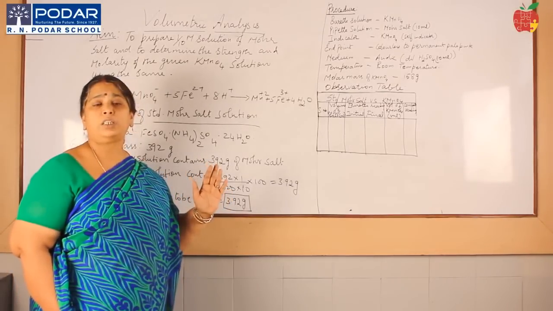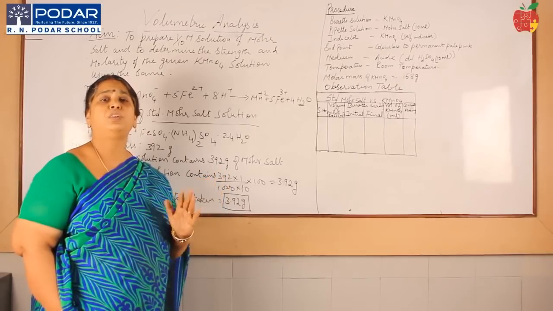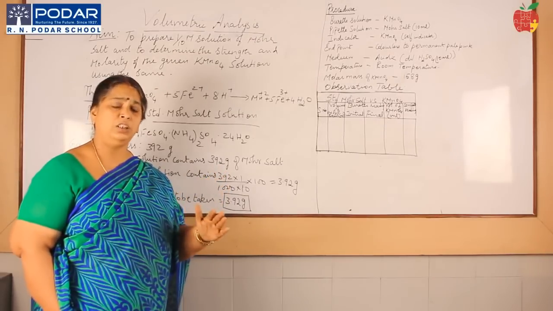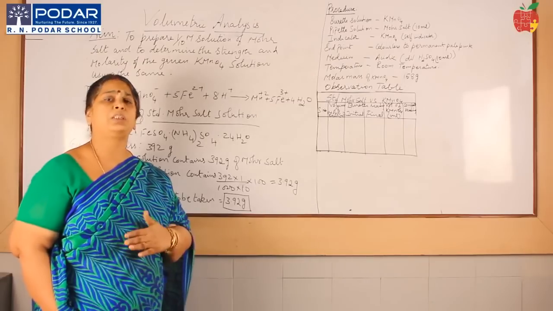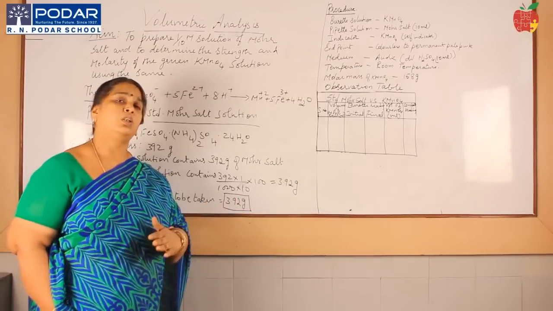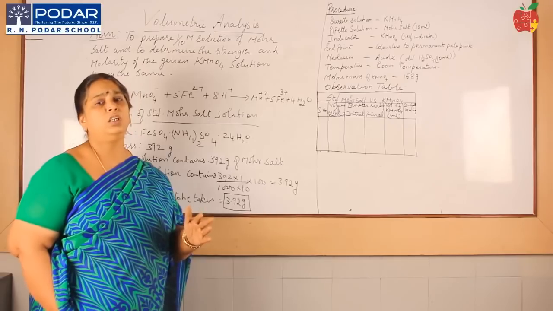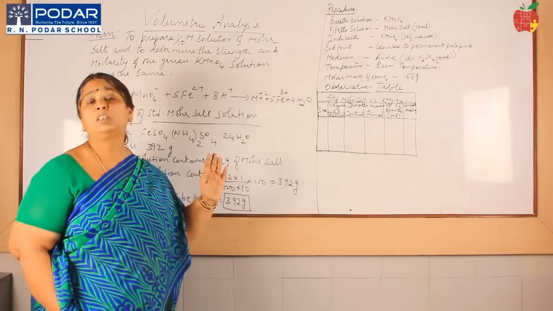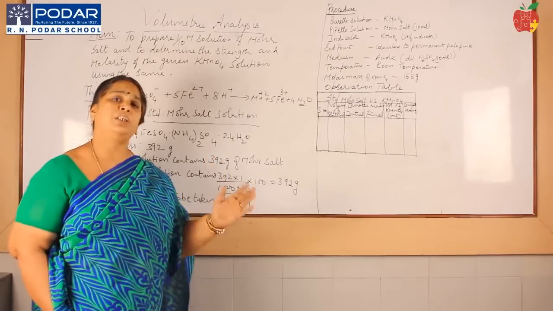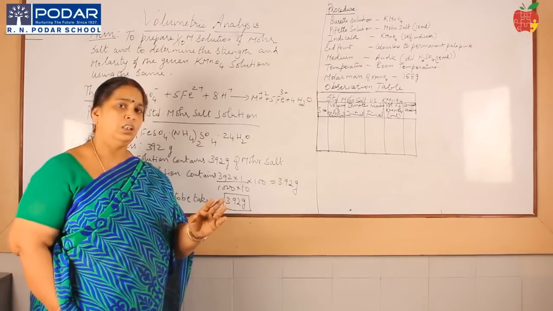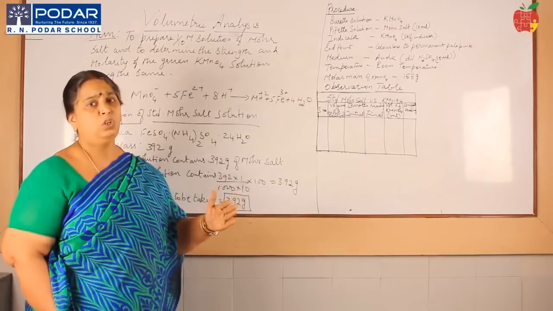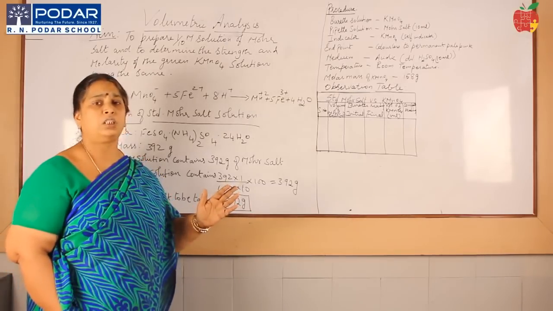It is a redox titration in which the KMnO4 is acting as an oxidizing agent, where it itself gets reduced from +7 oxidation state to +2 oxidation state, and Mohr's salt, which is a double salt, a mixture of ferrous sulfate and ammonium sulfate with 24 water molecules of crystallization, gets oxidized from +2 to +3. So it is a redox titration.